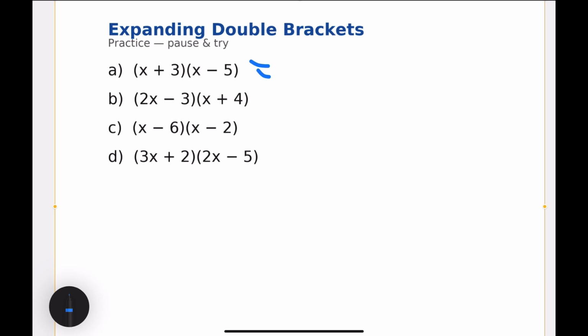So let's expand these. So the first thing you do is you multiply the x by the x, and then the x by the minus 5. So the x by the thing on the left and the x by the thing on the right, and then we multiply 3 by the thing on the left and 3 by the thing on the right.